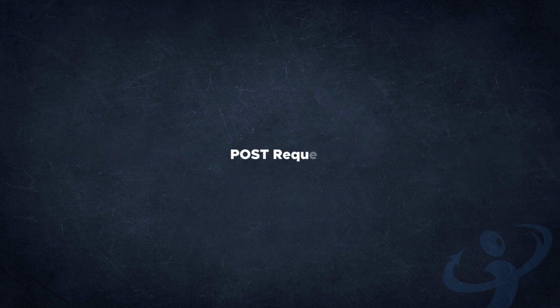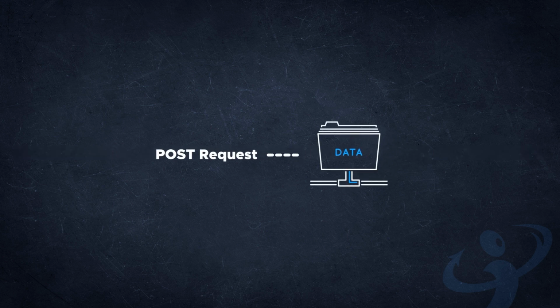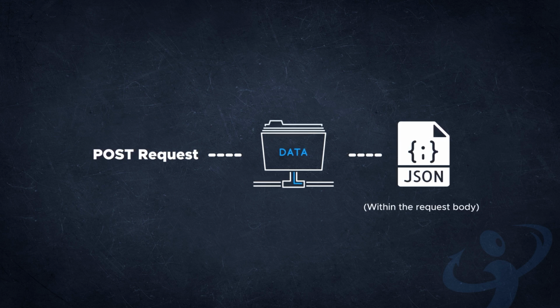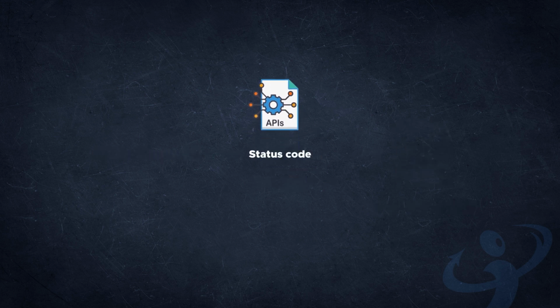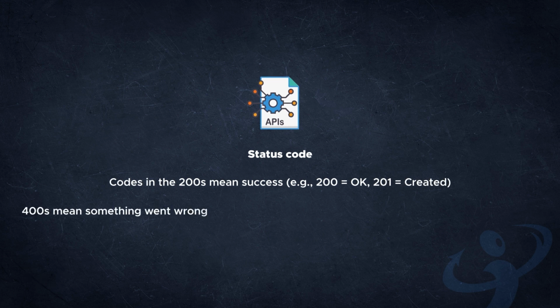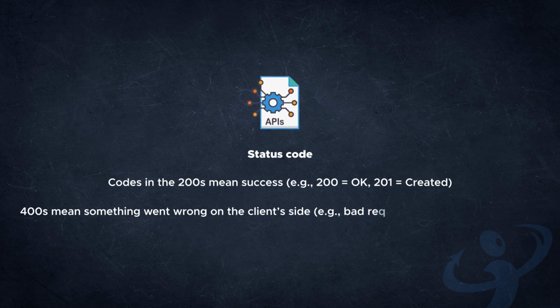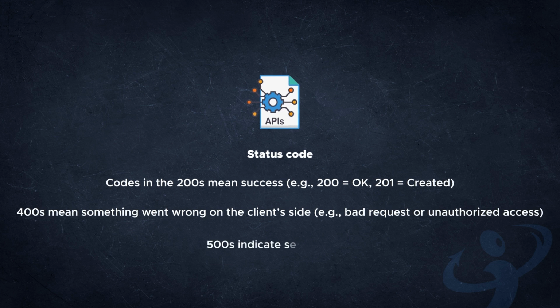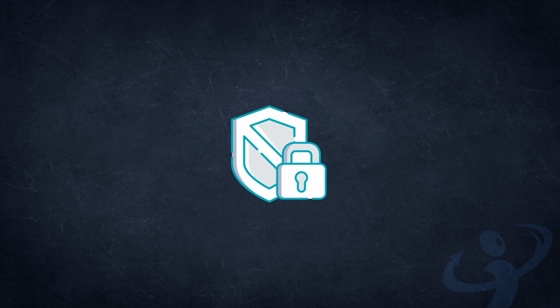In a post request, for instance, the data is usually sent in JSON format within the request body. Every API returns a status code. Codes in the 200s mean success. Example, 200 equals OK, 201 equals created. 400s mean something went wrong on the client side. Example, bad request or unauthorized access. 500s indicate server errors.